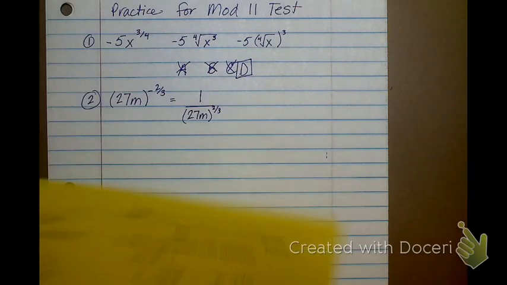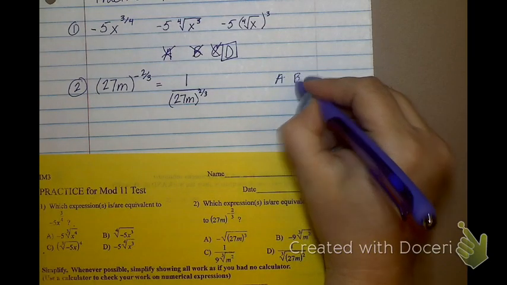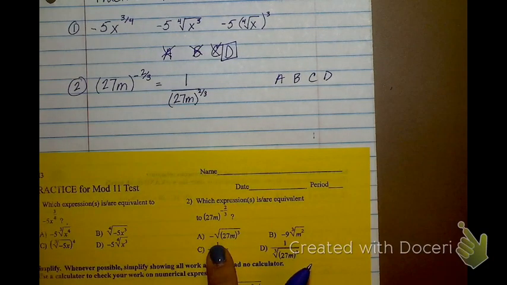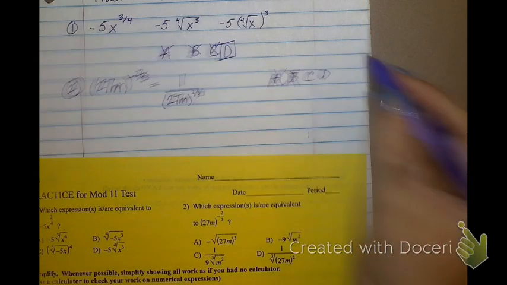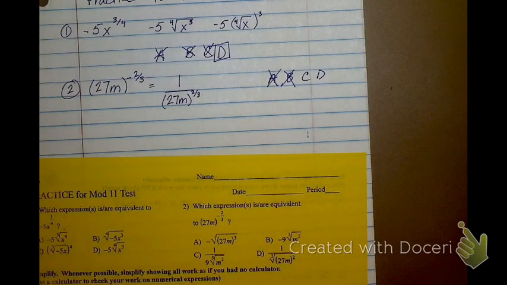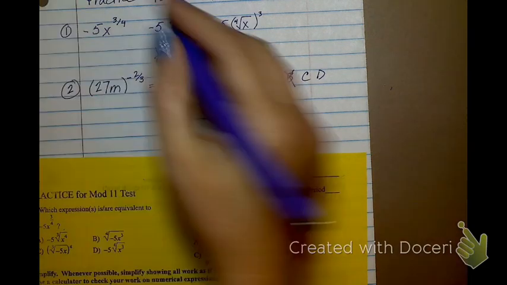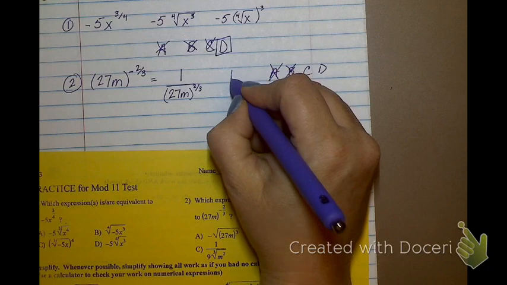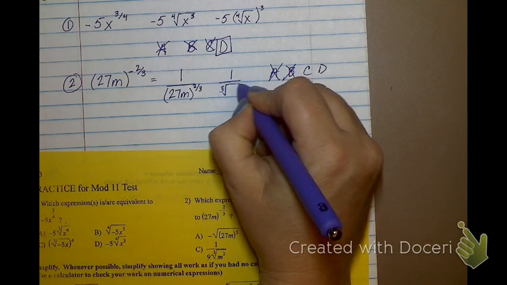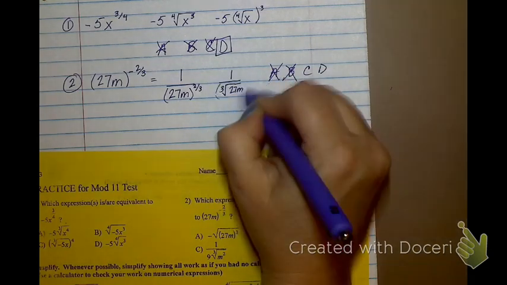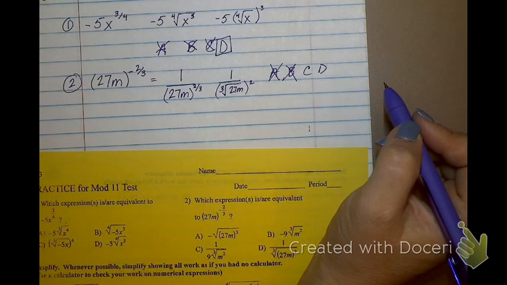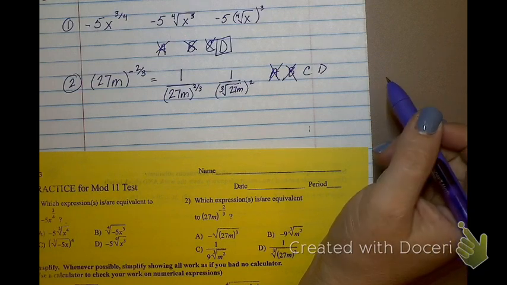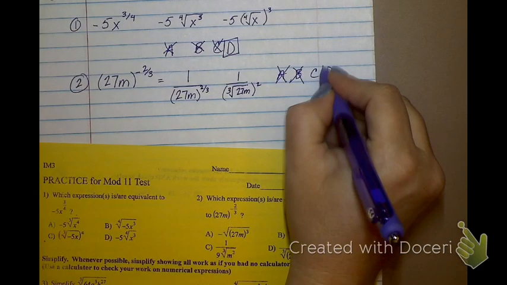So if I look at options A, B, C, and D here, I can already eliminate A and B because why? They're not fractions. Negative exponent has to make a fraction. Those two aren't fractions, they get eliminated. So I'm down to C and D. So let's see. Both of those are in radical form. So if I were to write this in radical form, that would be 1 over the cube root of 27m all squared. Yes? That matches with option D, so I know D is good.